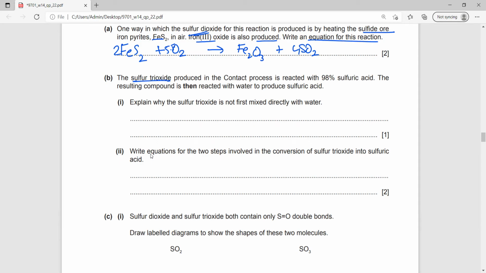The sulfur trioxide produced in the contact process is reacted with 98% sulfuric acid. The resulting compound is then reacted with water to produce sulfuric acid, which is basically oleum. Explain why sulfur trioxide is not first directly mixed with water. The reason why it's not done is because the reaction would be very explosive or exothermic.